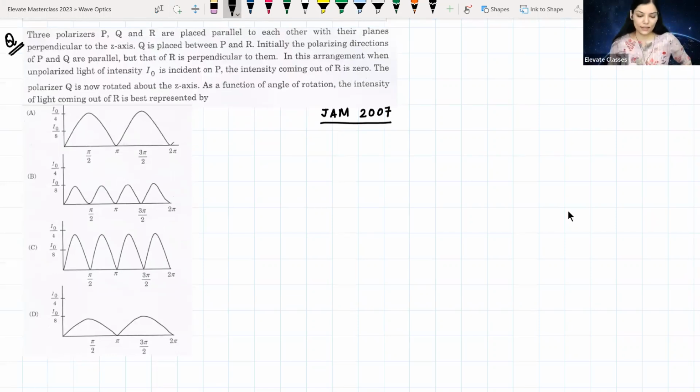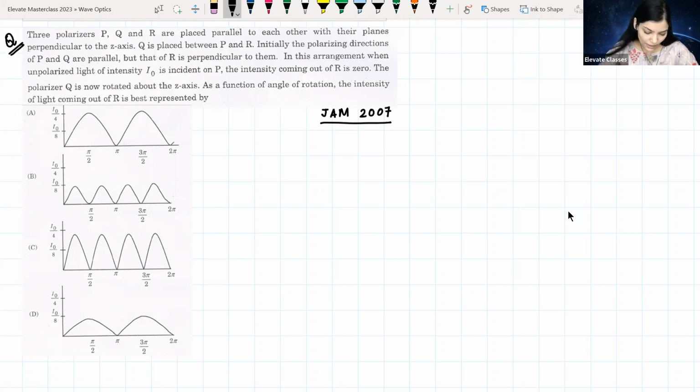So the question says that we have three polarizers P, Q, and R, which are placed parallel to each other with their planes perpendicular to the z-axis. So first, try to draw whatever configuration is given to you. Okay, and Q is placed between P and R. Initially, the polarizing directions of P and Q are parallel. That means the transmission axis of P and Q are parallel, but that of R is perpendicular to them. That means R is in the crossed position.